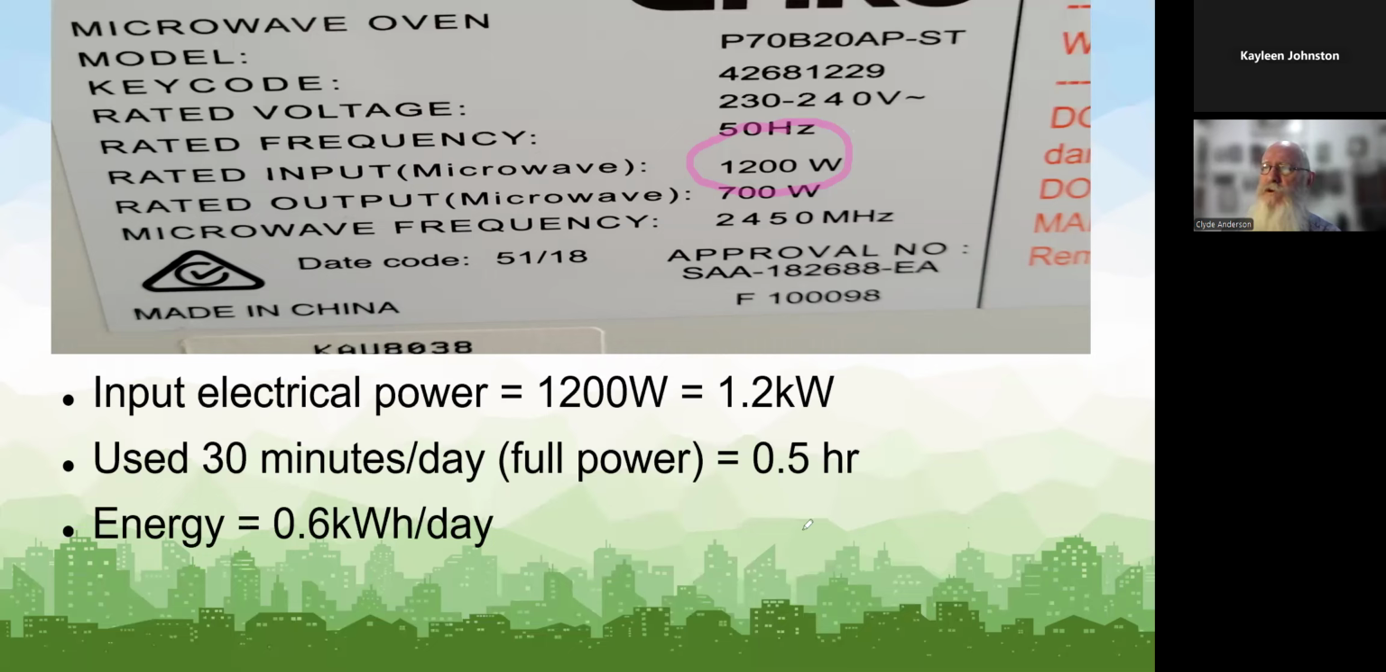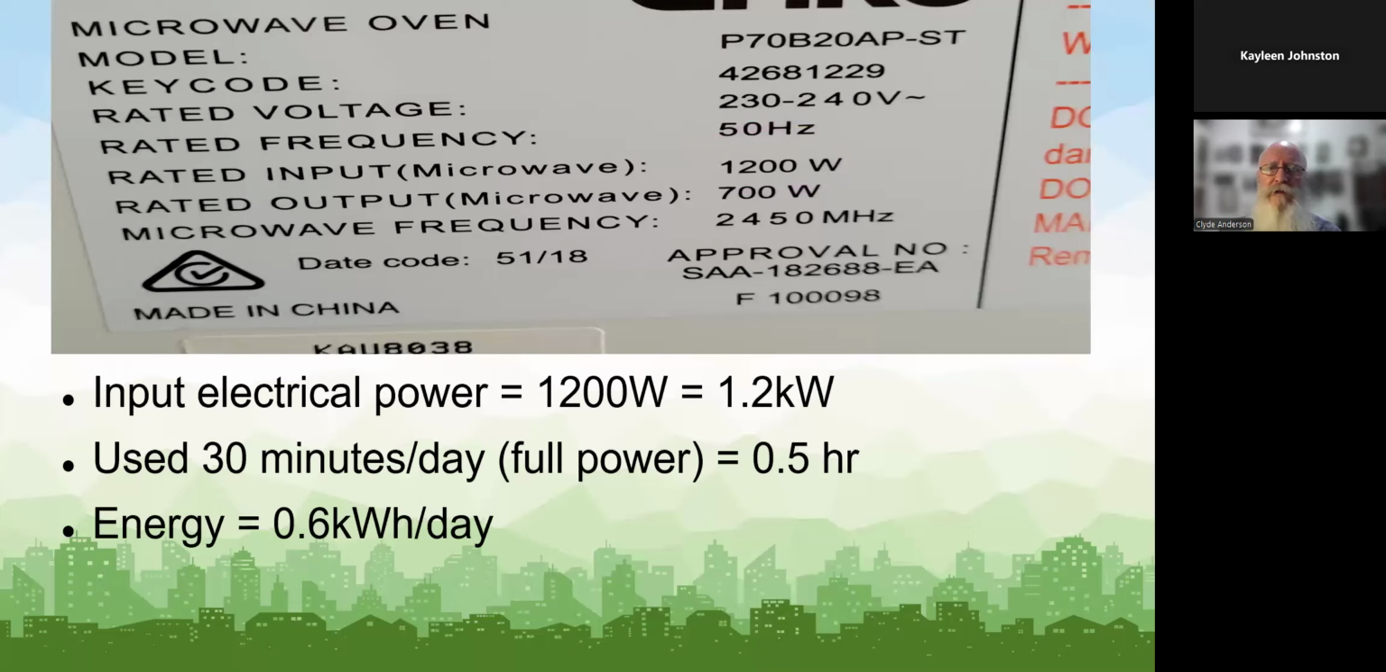If we're using it for 30 minutes a day at full power, that's 0.5 hours. Or if it's used longer at partial power, you work out what the hours are. So in this case, the energy is 0.6 kilowatt hours a day. That's fairly high energy use, but it's more efficient because it's used for a shorter period of time.